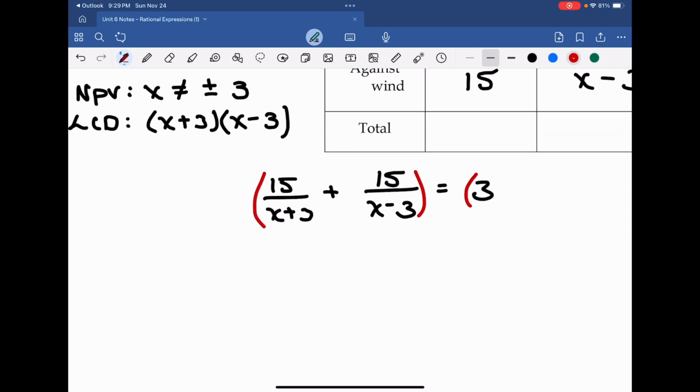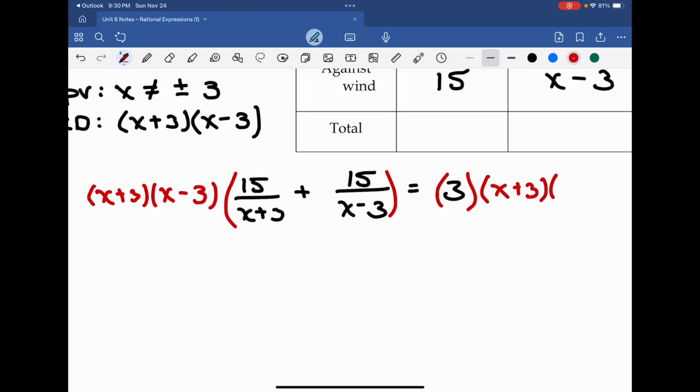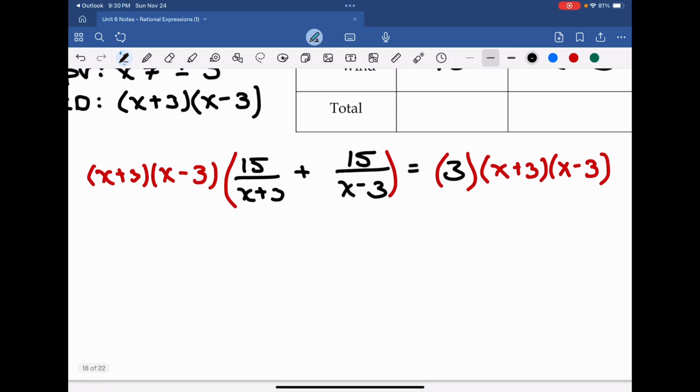So I'm going to scroll down here and put brackets around each term. I'm going to multiply this one by x plus 3 and x minus 3. On the right-hand side, I'm going to do the same thing, x plus 3, x minus 3. There we go. Now we're going to distribute it to all the terms. If you see that the factor is the same for the LCD and the one in the denominator, it cancels. So we get 15 times x minus 3. And maybe I'll just write it out with the factor first. Then plus 15 times x plus 3, because the minus 3's cancel.